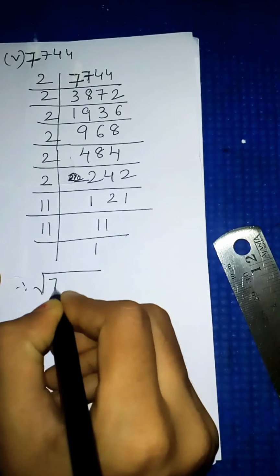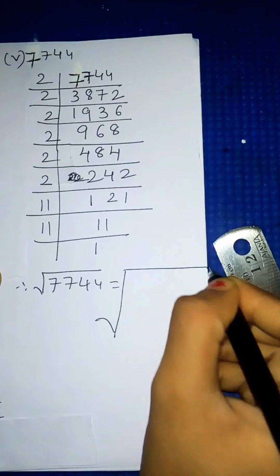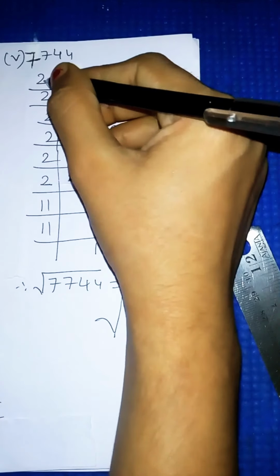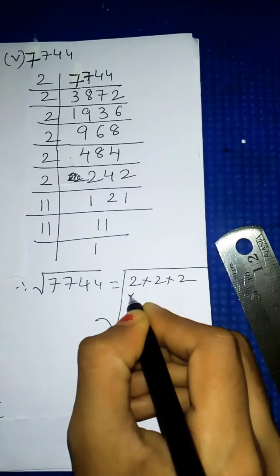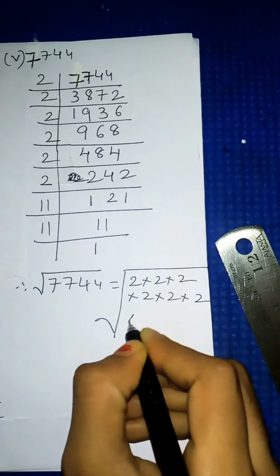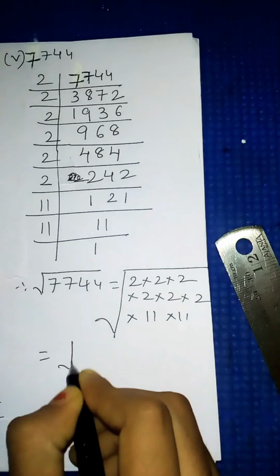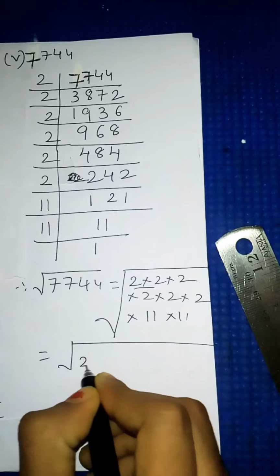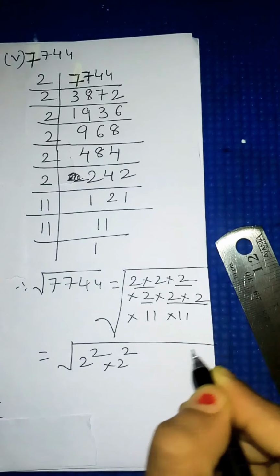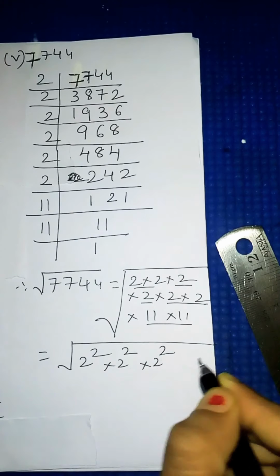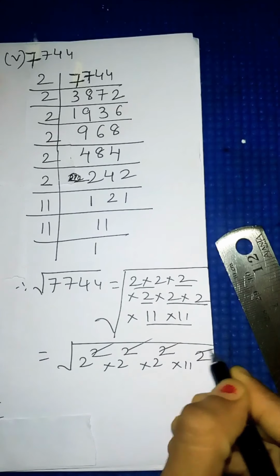So the square root of 7744 will be equal to the square root of, this 2 is how many times? 1, 2, 3, 4, 5, 6, and 11 2 times. So into 11 into 11. Now we will make pairs of 2. So 2 square. Again this 2 and this 2. So again 2 square. Again this 2 times. So 2 square. Again this 11 2 times. So 11 square. Now this square will get cancelled with the root.